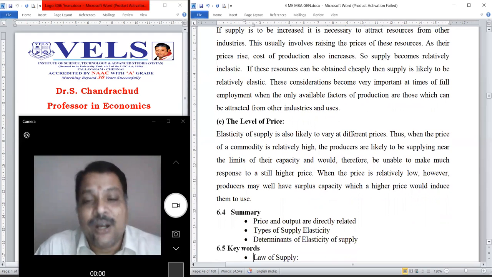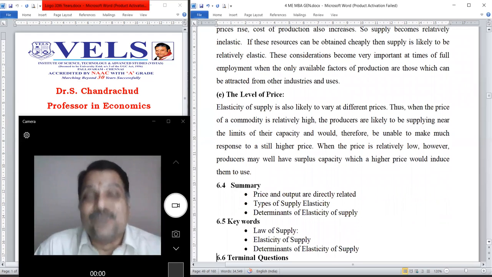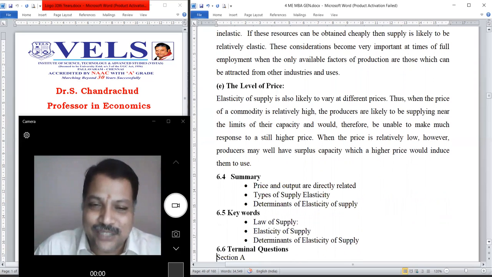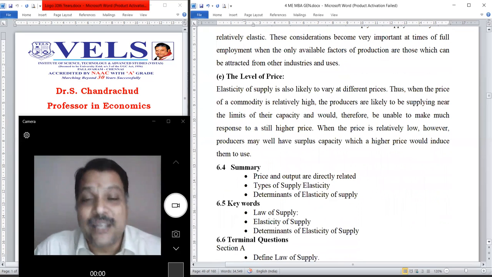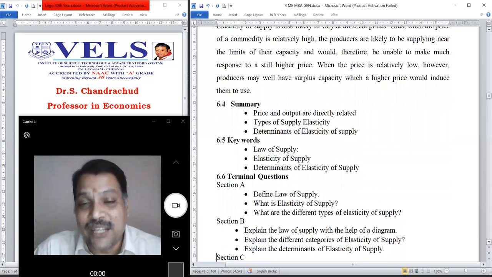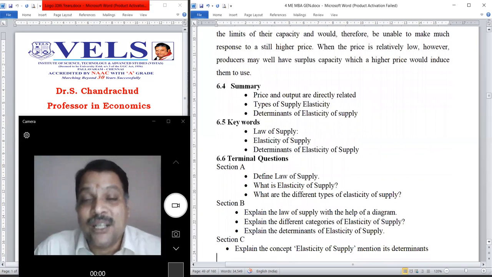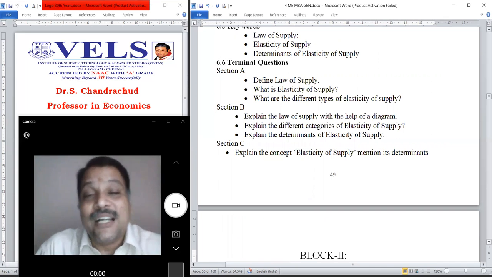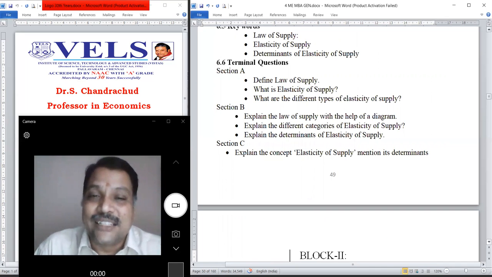So now let me summarize what we discussed today. Today we have discussed that price and output are directly related, the types of elasticity of supply were listed out, and we also analyzed the determinants of elasticity of supply in this class. The keywords for this topic are law of supply, elasticity of supply, and determinants of supply. The possible section C question is: explain the elasticity of supply with the determinants. And often they ask: define the law of supply.